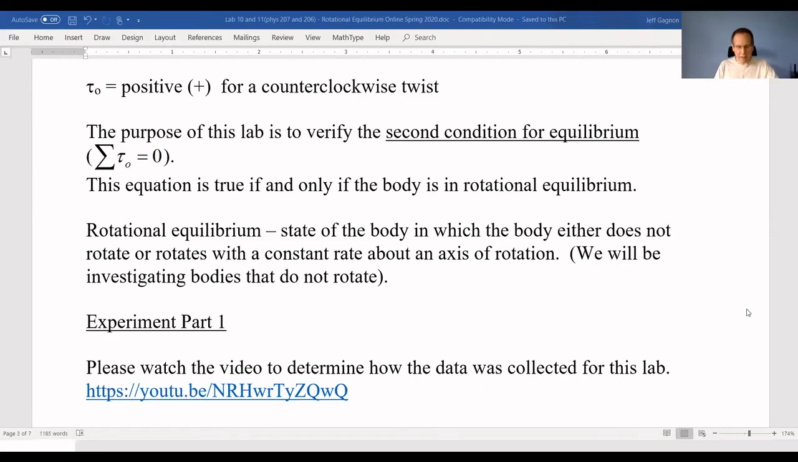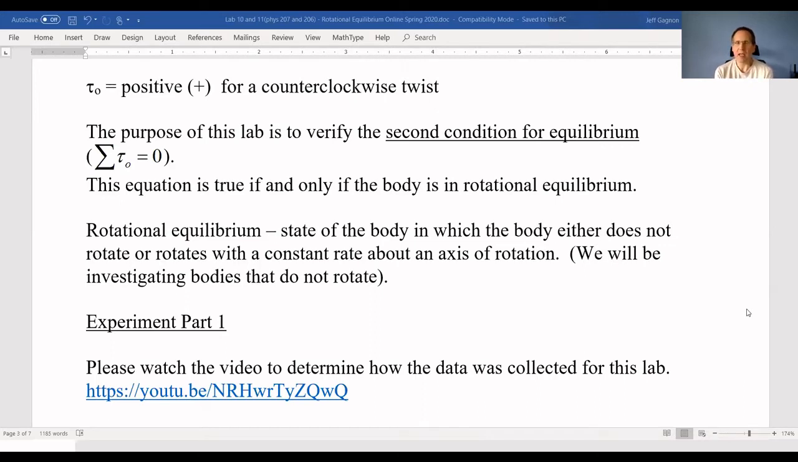Okay, so here's the definition for rotational equilibrium. If you have an object, a body, and it's either not rotating at all, so if it's static, or if it rotates, but it rotates with a constant angular speed, then the object is said to be in rotational equilibrium. If its angular speed is increasing or decreasing, if it's changing somehow, then it would not be in rotational equilibrium. Then you'd have an angular acceleration.